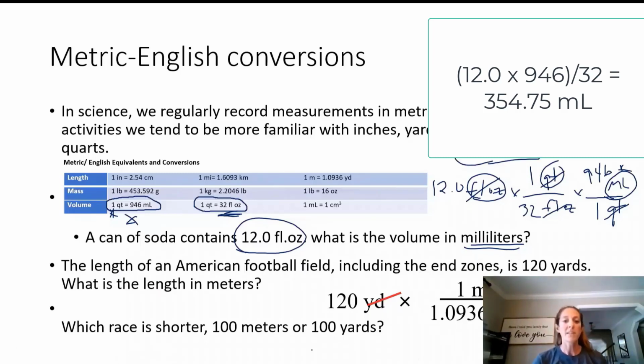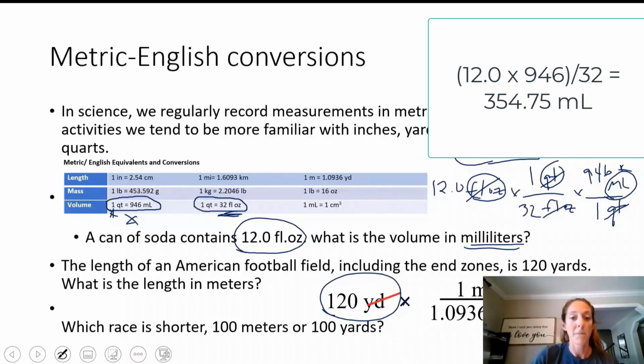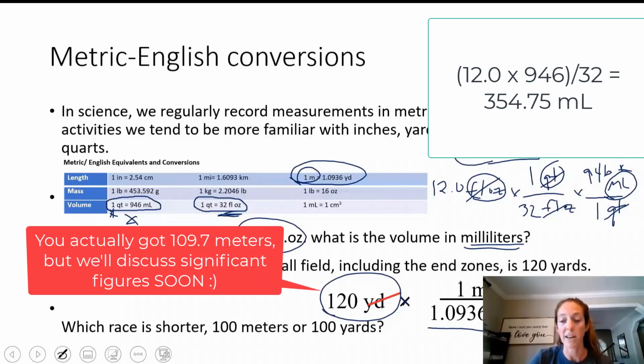Here's another one. If I said the length of an American football field is 120 yards, what is that length in meters? So again, I'm starting with 120 yards. When I set up this conversion factor, I've got to have yards down at the bottom so that the yards and yards cancel, meters on top. And I'm going to look up here and see that 1 meter is equal to 1.0936 yards. So 1 meter's on top, my yards are on the bottom, and then I'm just going to multiply across, divide going down, and get 110 meters.